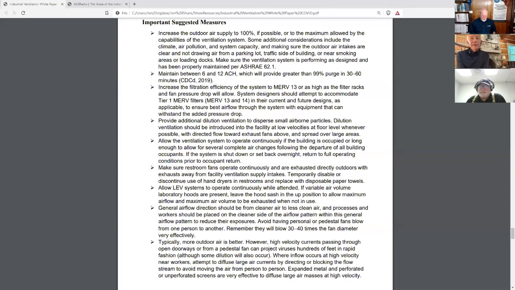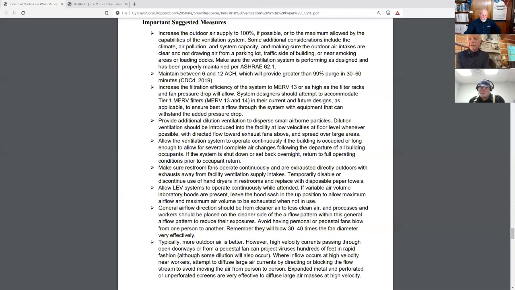We'd like to see maintained between 6 and 12 air changes per hour. This will provide you a 99% purge in 30 to 60 minutes. This is based on stuff that came out of the CDC.